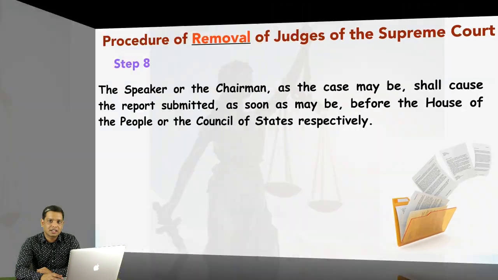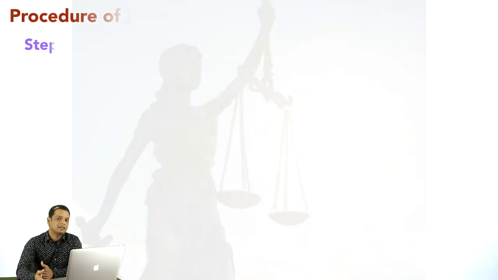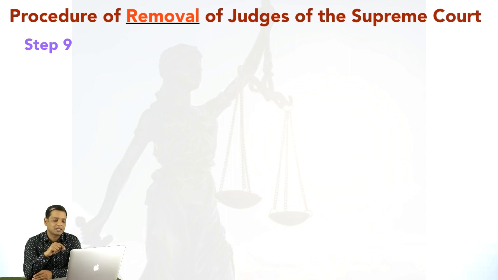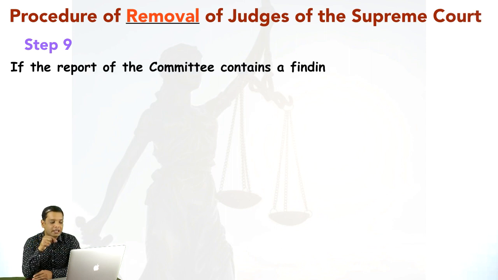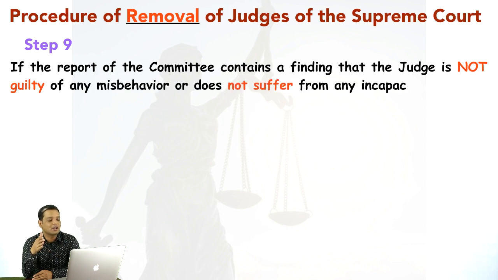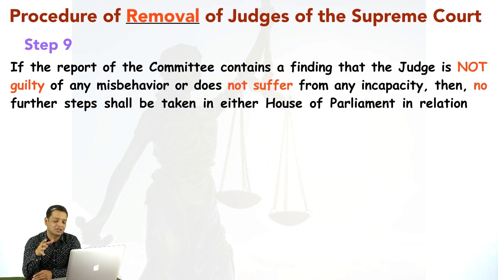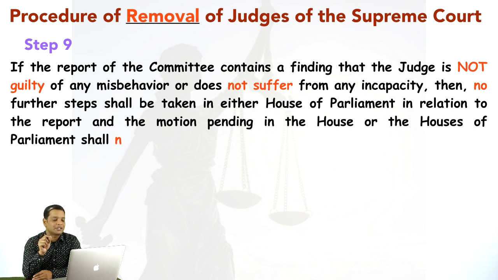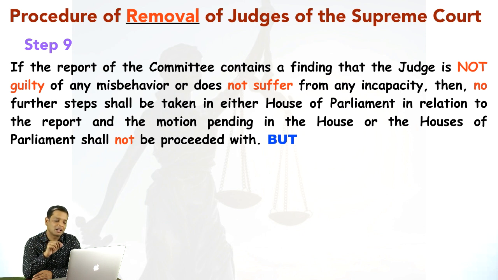Now, let us check out step 9. Step 9 says, if the report of the committee contains a finding that the judge is not guilty of any misbehavior or does not suffer from any incapacity, then no further steps shall be taken in either House of Parliament in relation to the report, and the motion pending in the House or the Houses of Parliament shall not be proceeded with. So, if that report proves that the judge is not guilty, then the story ends here only.